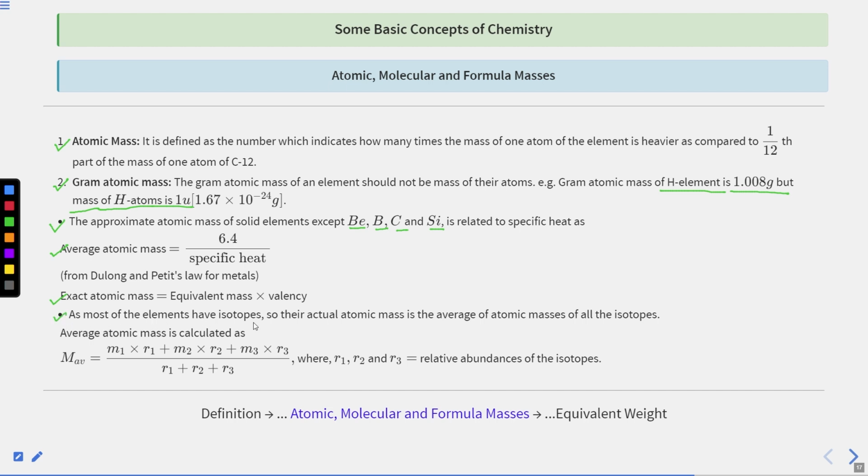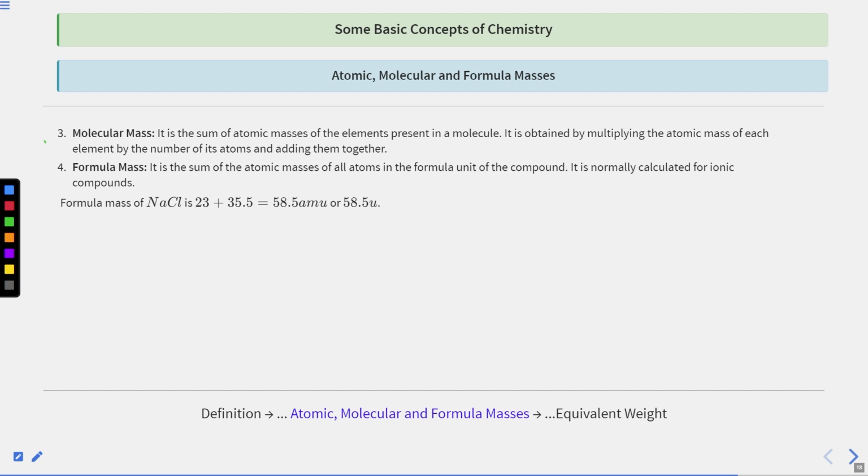As most of the elements have isotopes, their actual atomic mass is the average of the atomic masses of all the isotopes. Average atomic mass is calculated using this formula: M1R1 plus M2R2 plus M3R3 upon R1 plus R2 plus R3, where R1, R2 and R3 are relative abundances of the isotopes. Basically, isotopes are the elements which have the same atomic number but different atomic masses. So if we want to find the average mass, we have to use this formula for the particular element.